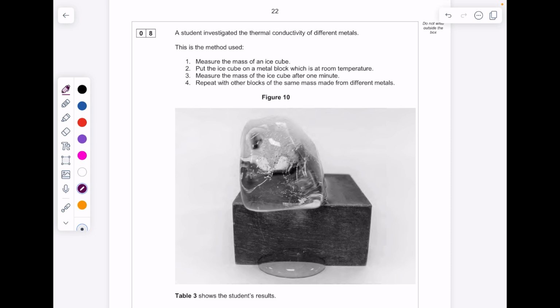A student investigated the thermal conductivity of different metals. This is the method used. Measure the mass of an ice cube. Put the ice cube on a metal block which is at room temperature. Measure the mass of the ice cube after 1 minute. Repeat with other blocks of the same mass made from different metals.